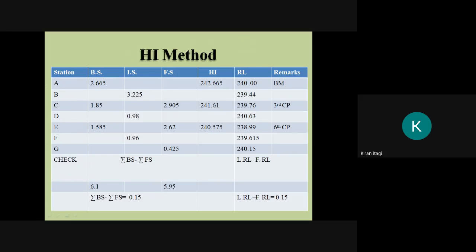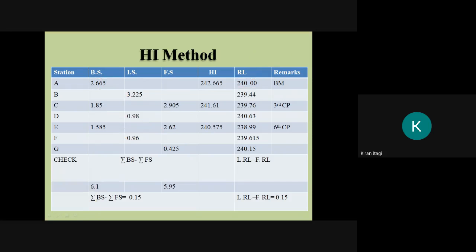So for example, this is the first reading. The first reading will always be in the back side, then the intermediate side, and if you are doing any change of point, then we will have the foresight. Then again after foresight it will come to the back side. Change of point means foresight, again back side, intermediate side, and the last reading will be the foresight. He will give the initial RL of the first station. If not given, you can assume it as 100 or 50.